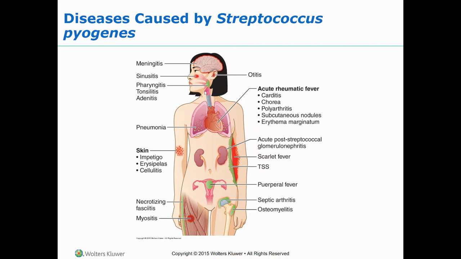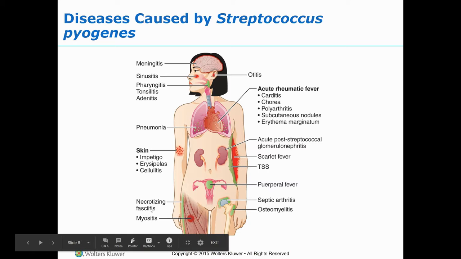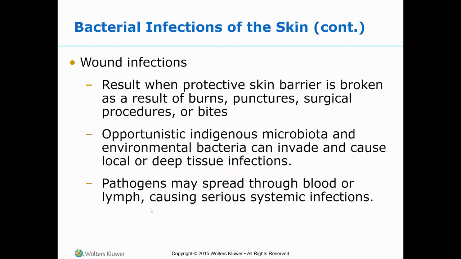When it comes to Strep pyogenes, this is pretty much what causes, most of the time, your typical strep throat. But in addition, you can get pneumonia, rheumatic fever, and scarlet fever, which is going to be a skin infection. It can also cause necrotizing fasciitis, which is another terrible infection. So a lot of different things that this can cause.